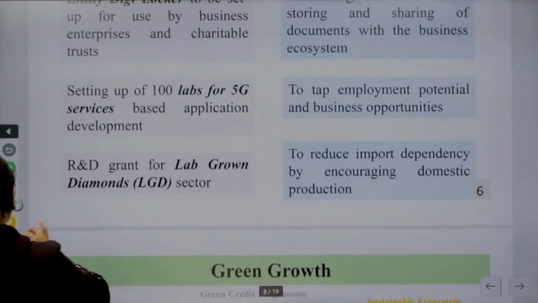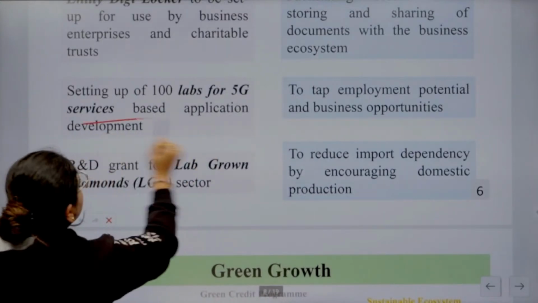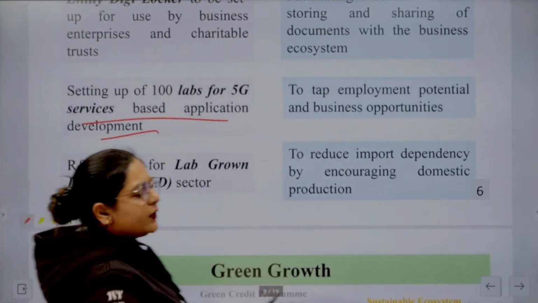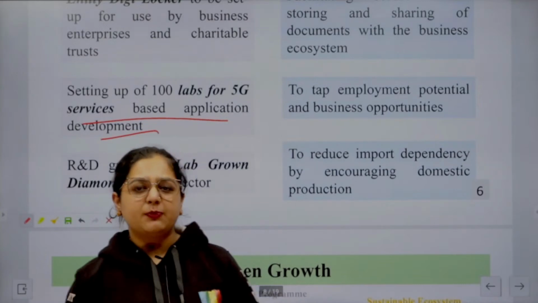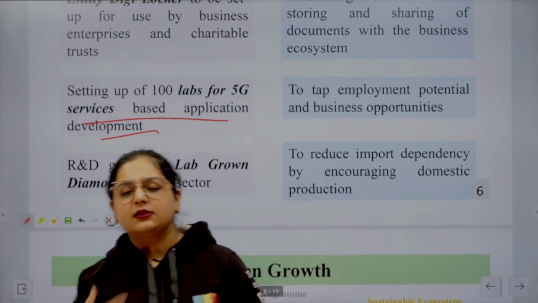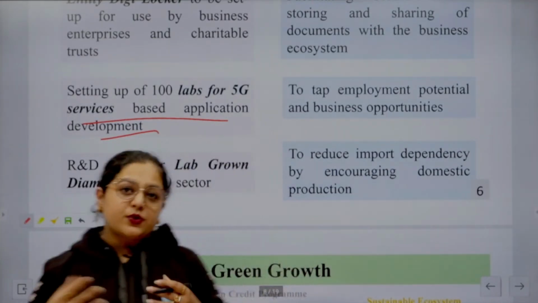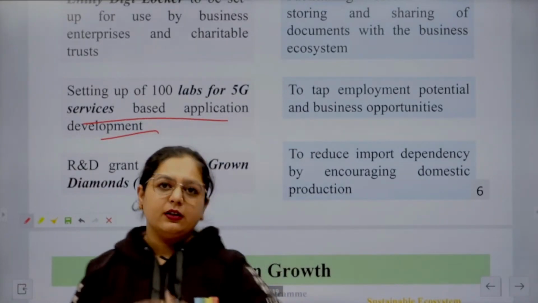Setting up of nearly 100 labs for 5G services. Even we know that after this August 5G spectrum sale, we are almost ready for 5G now in pan India.